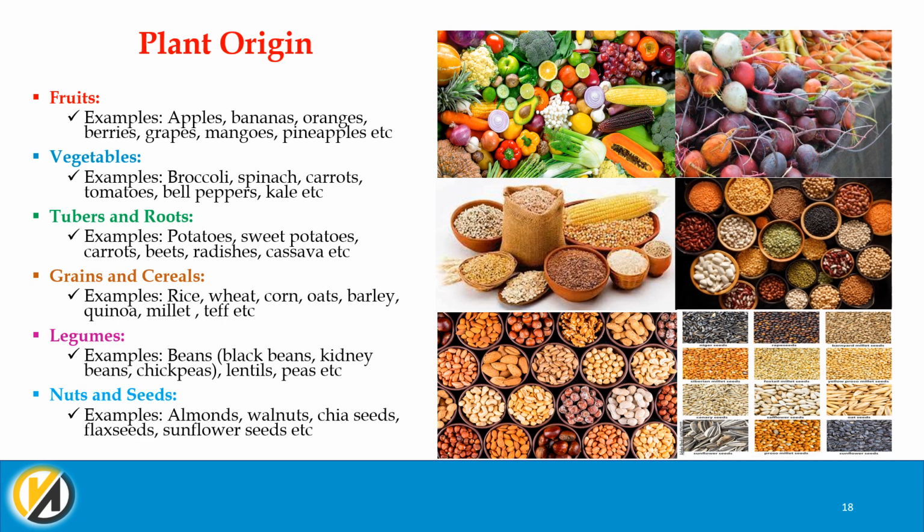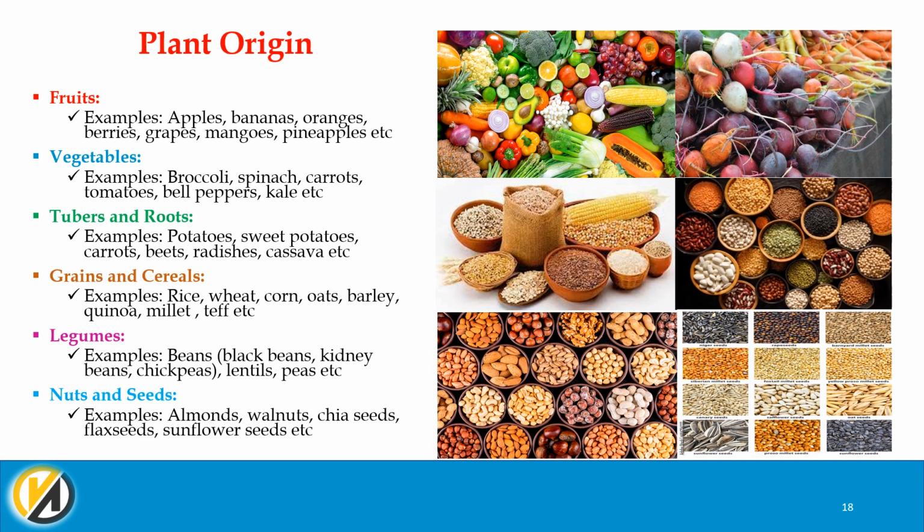The third one and the most important one is tubers and roots. This includes potatoes, sweet potatoes, carrots, beets, radish, and cassava, which can be called tubers and roots, which is the main source of plant origin food for human beings. Grains and cereals are the main fundamental source of carbohydrates and plant origin food for human beings. This includes rice, wheat, corn, oats, barley, quinoa, and millets.